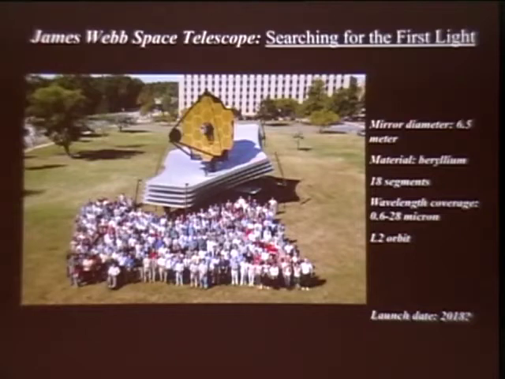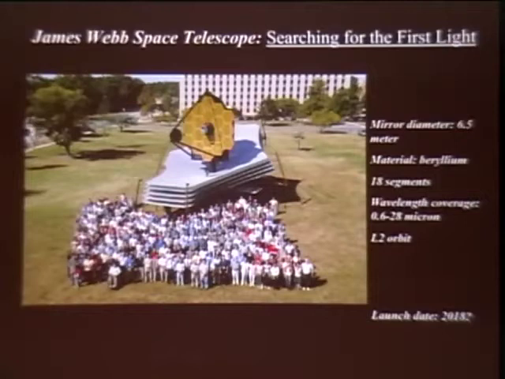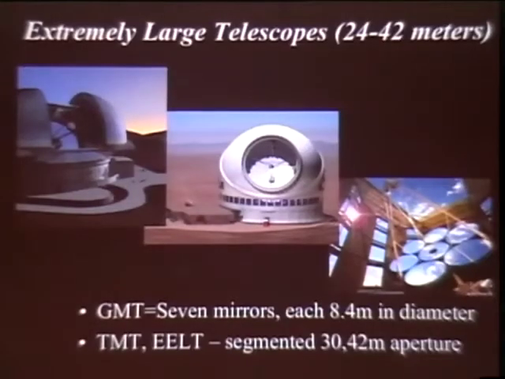This is a mock illustration of the James Webb Space Telescope. And you can see the actual size. And these are shades that block the sunlight. And of course, there are plans to build bigger telescopes on the ground with bigger light buckets that will be sensitive to fainter galaxies, fainter sources from early cosmic times.